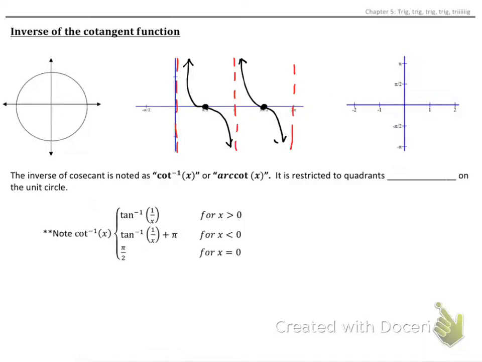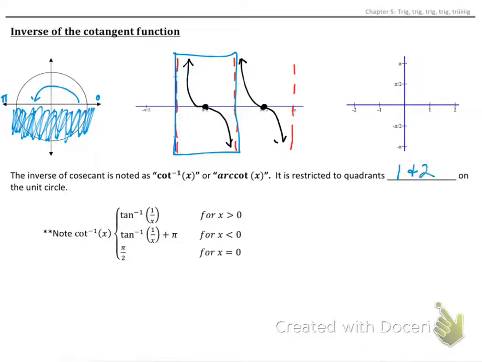Just like tangent, I don't need to split anything up. All I'm going to do is take one of those, and it'll be the first one. And that is from 0 to pi. And 0 is here, pi is here. We go around, and we have to cross out that. All right, that means I'm stuck in quadrant 1 and 2.